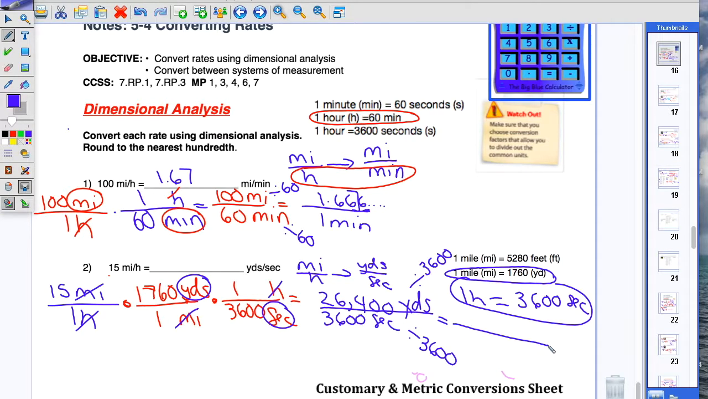Our numerator is 7.333, and it repeats, over 1 second. Rounding to the nearest hundredth, we want 2 places after the decimal. 7.33. 15 miles in 1 hour, that means that you're going 7.33 yards per second.